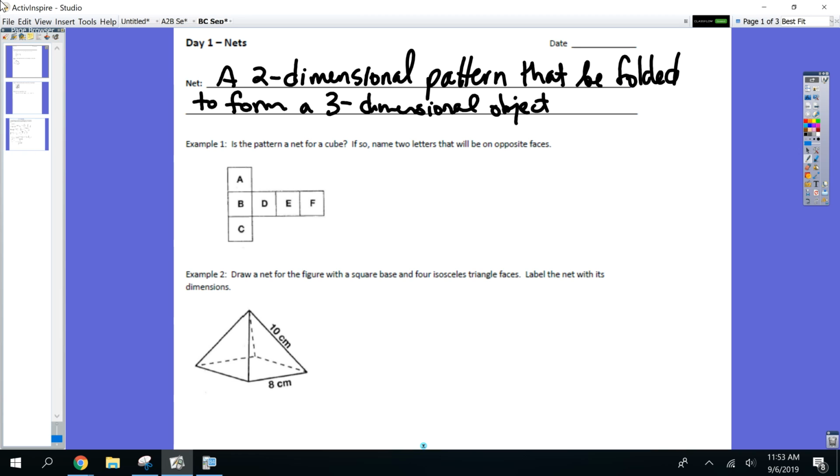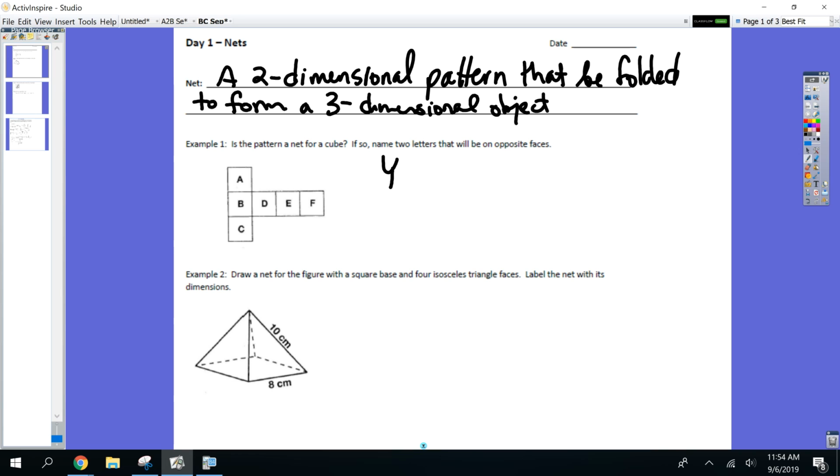If I have 6 faces and all of a sudden I have 5 squares, that's never forming a cube, no matter how I fold it. Now you just have to visualize: could I fold this up so that no sides overlap and no sides are missing? It'll form a cube. You're absolutely right.